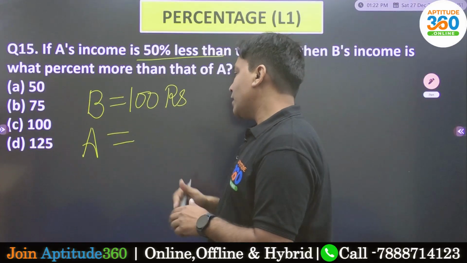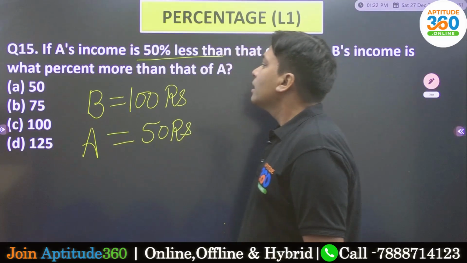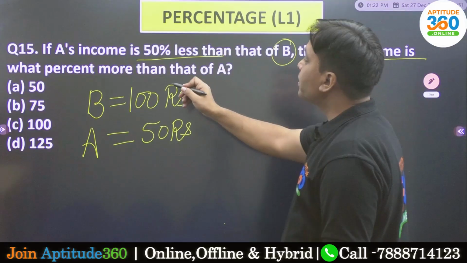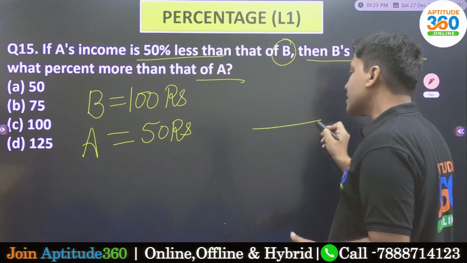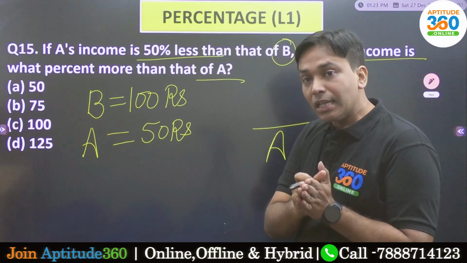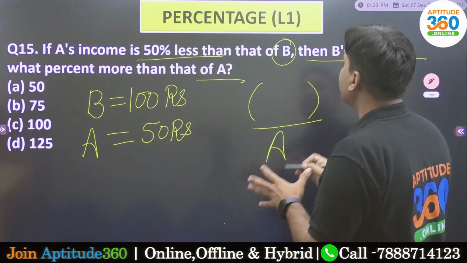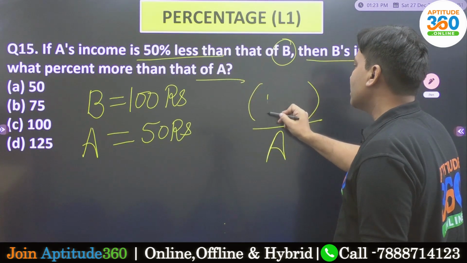तो A की वैल्यू कितनी हो जाएगी? It is nothing but 50 rupees. Now let us go ahead with the problem. Then B's income is what percent more than A? So अब कंपैरिजन किससे हुआ? A से हुआ. जिससे कंपैरिजन होगा that value will go in the denominator. Now what is that we should be writing over here? The difference between A and B. भाई A B से कितना छोटा? That is what it is.